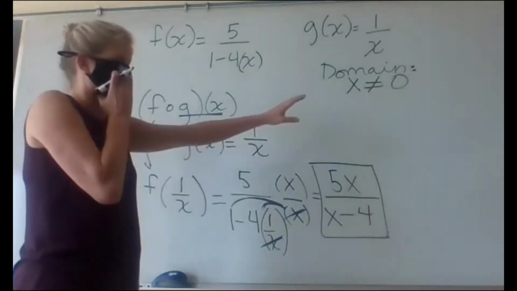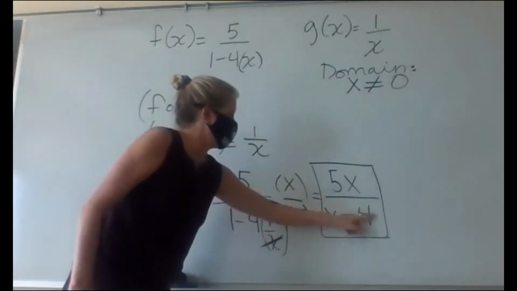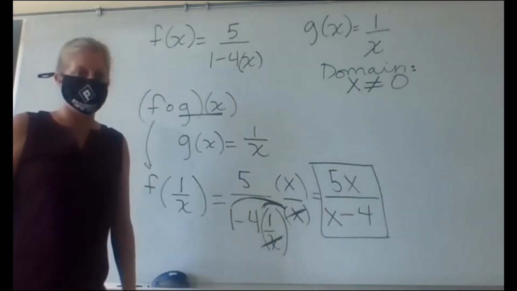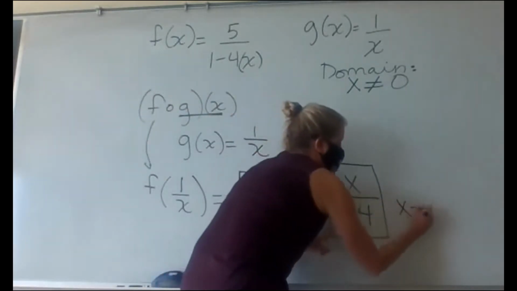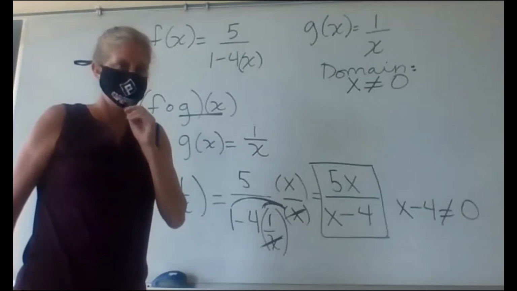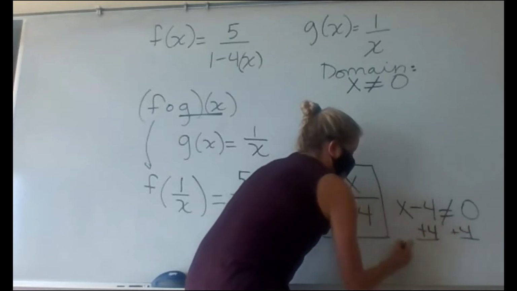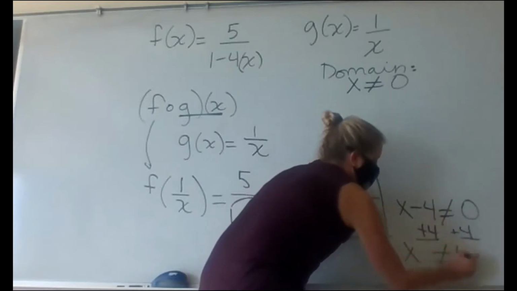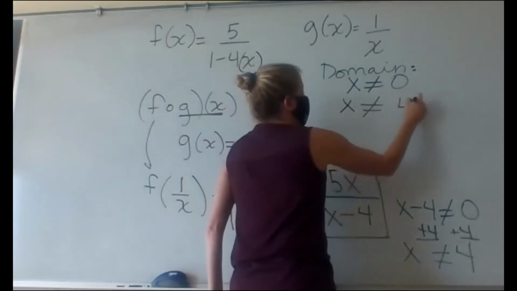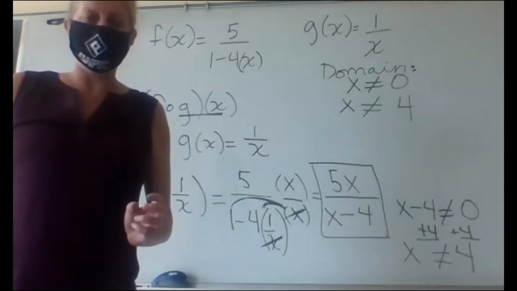Now, remember, I am going to have to find the domain of this. I already found one restriction in it. Is there a restriction here? Yeah. I have another x in my denominator that I need to worry about. Let's see. X minus 4 can't equal 0. Solve it. So add the 4 to both sides. So x can't equal 0 plus 4, which is 4. So there's the other restriction. So there's 2 restrictions that I need to show: x can't equal 0 and x can't equal 4.